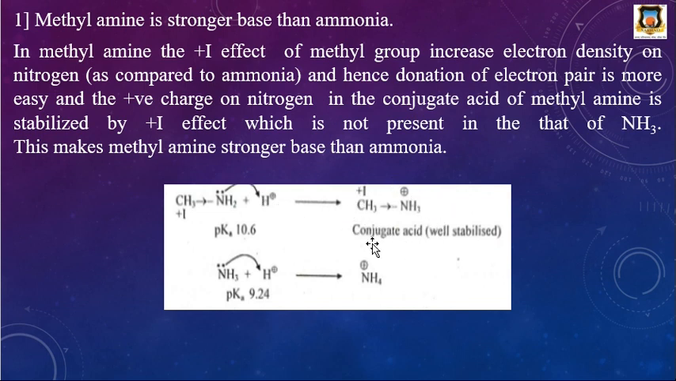once the conjugate acid is formed, it is well stabilized by the plus I effect of this methyl group, because it stabilizes this positively charged nitrogen by increasing electron density around this nitrogen. But such stabilization is absent in the conjugate acid of ammonia. Therefore, methylamine is a stronger base than ammonia. The pKa value for methylamine is 10.6 and the pKa for ammonia is 9.24. Therefore, the lower the pKa, the lower the base strength.